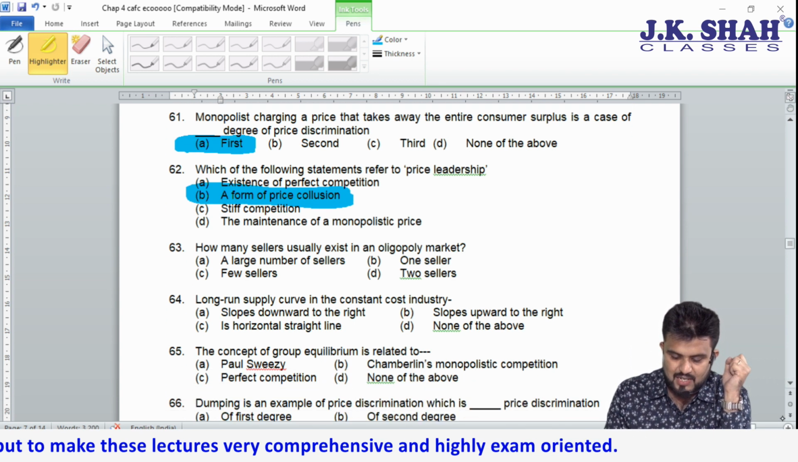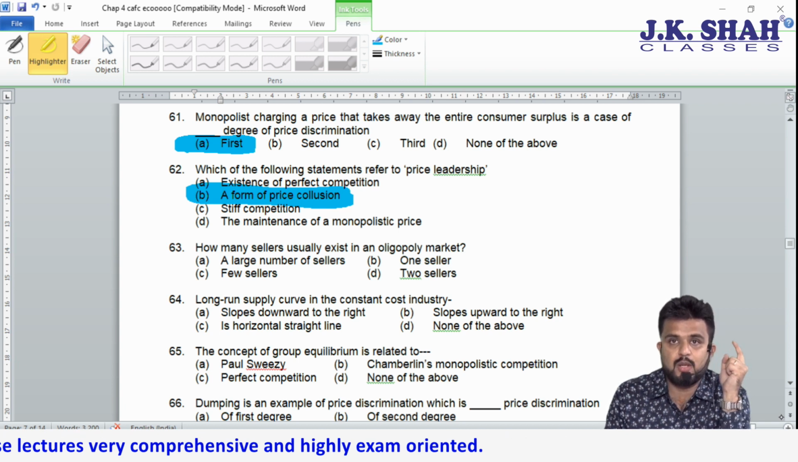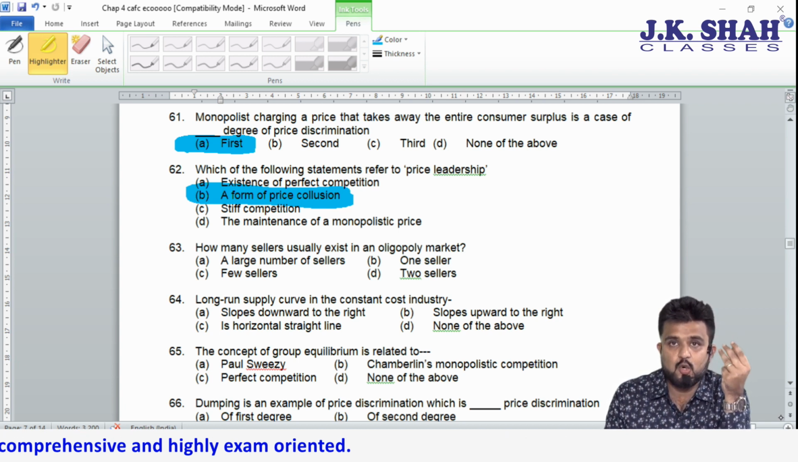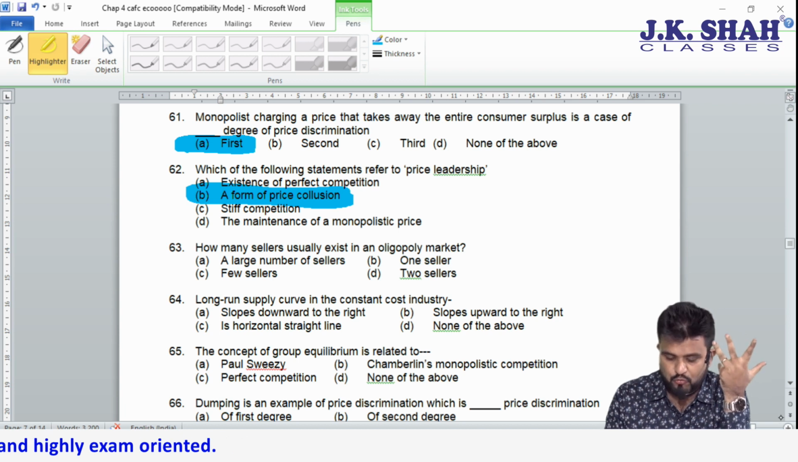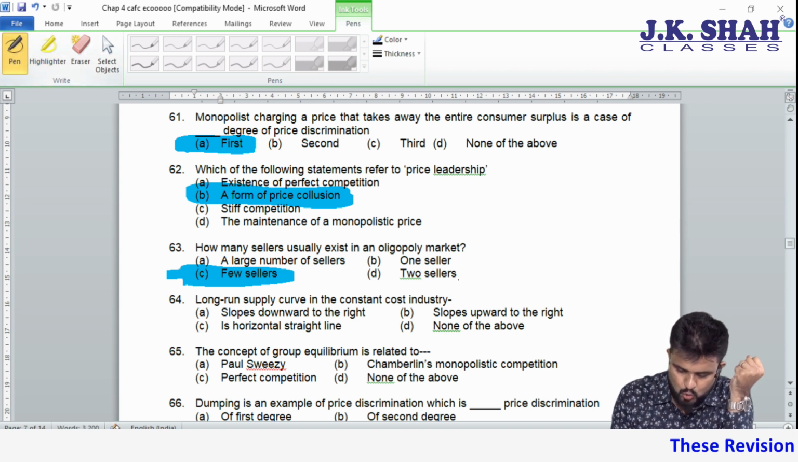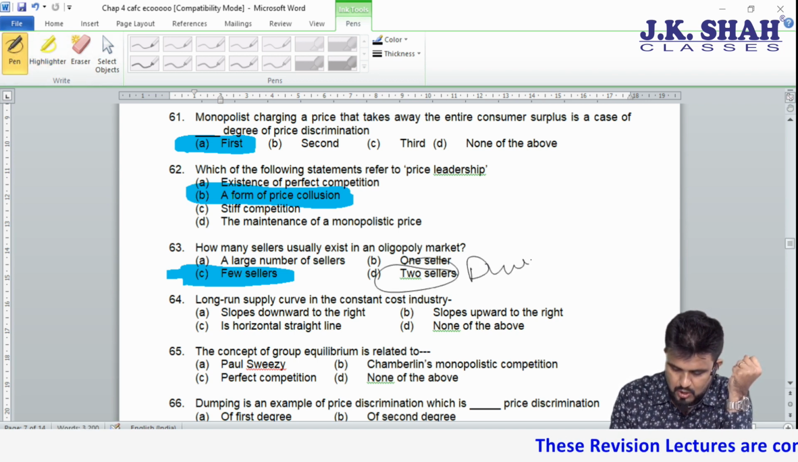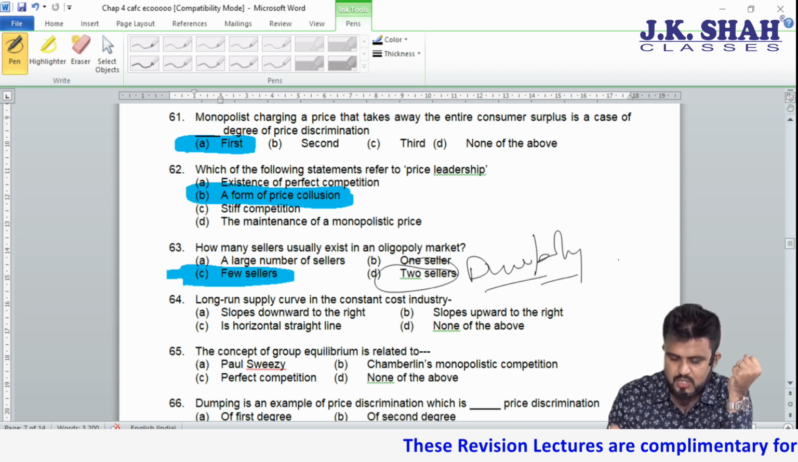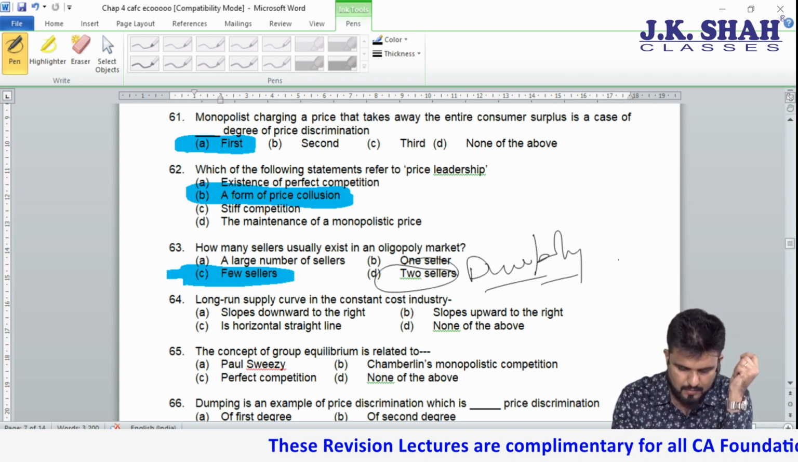63. How many sellers usually exist in an oligopoly market? So few and countable sellers. So few sellers will be the most appropriate. See, here they have written two sellers. This is duopoly. Please remember, this will be duopoly.